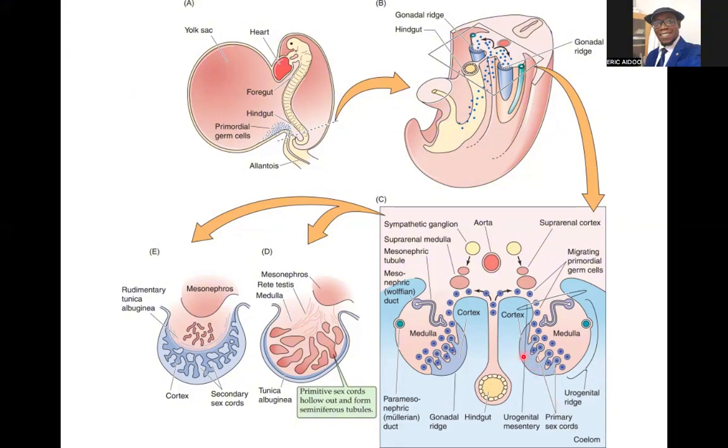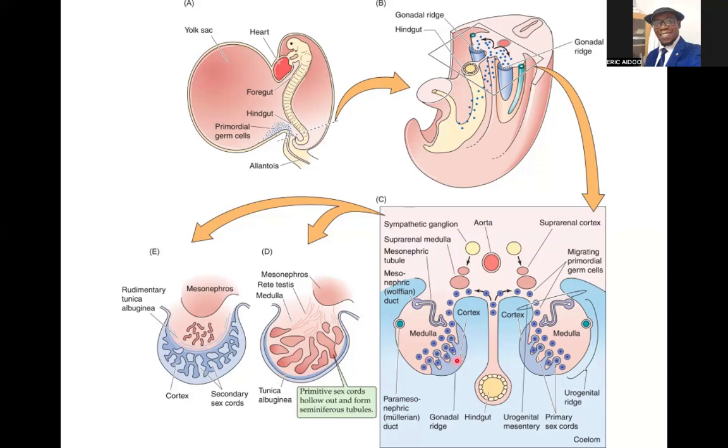they extend from the epithelium through the cortex towards the medulla. Then the primitive sex cords will hollow out and form seminiferous tubules, which means that they are going to canalize and form seminiferous tubules. And this is for the male. And you have this thick tunica albuginea, which is separating the sex cords, which have now become seminiferous tubules, away from the epithelium, which they actually emerged from.